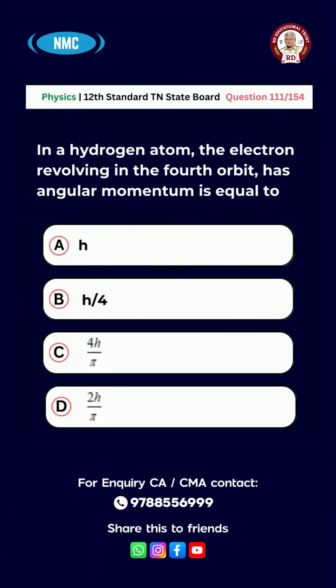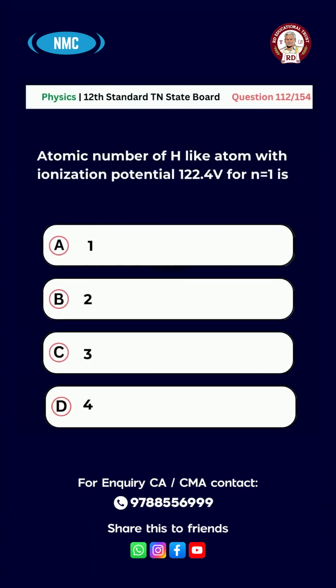Question number 111. In a hydrogen atom, the electron revolving in the fourth orbit has angular momentum equal to option A h, B h/4, C 4h/pi, D 2h/pi. The right answer is option D 2h/pi. Question number 112. Atomic number of H-like atom with ionization potential 122.4 V for n equal to 1 is option A 1, B 2, C 3, D 4. The right answer is option C 3.